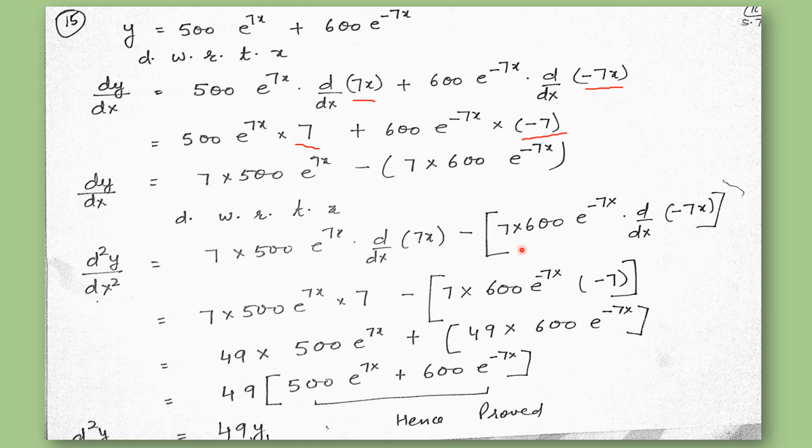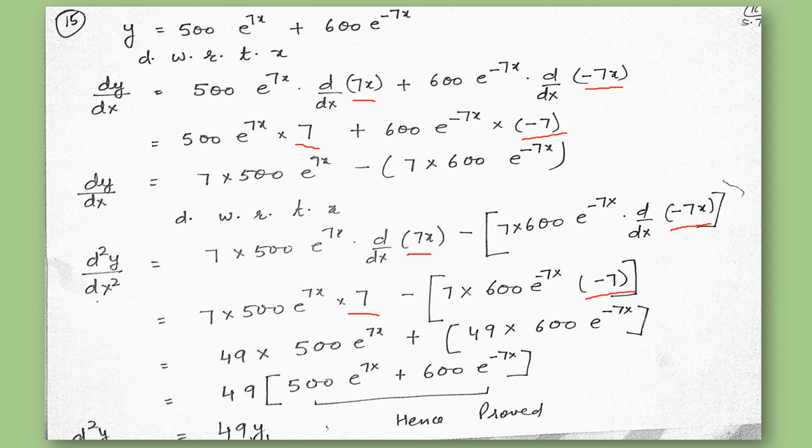Minus as it is, 7 into 600 e power minus 7x, multiplied by the derivative of minus 7x. Okay. So now you will get 7 into 500 e power 7x multiplied by, what is the derivative of 7x? Here we have to calculate the derivative of 7x. It is 7. Okay, now minus 7 into 600 e power minus 7x multiplied by, what is the derivative of minus 7x? It will be minus 7.